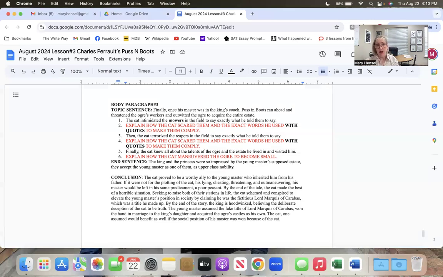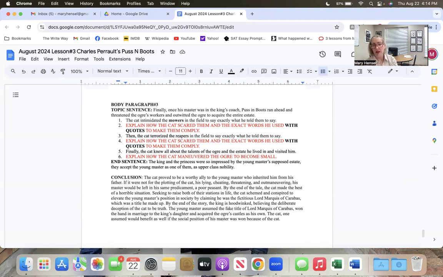So the cat proved to be a worthy ally to the young master who inherited from his father. If it were not for the plotting of the cat, his lying, cheating, threatening, and outmaneuvering, his master would be left in his same predicament, a poor peasant. By the end of the tale, the cat made the best of a horrible situation. Seeking to raise both of their stations in life, the cat schemed and conspired to elevate the young master's position in society by claiming he was the fictitious Lord Marquis of Carabas, which was a title he made up, which means the title mattered. By the end of the story, the king is hoodwinked.